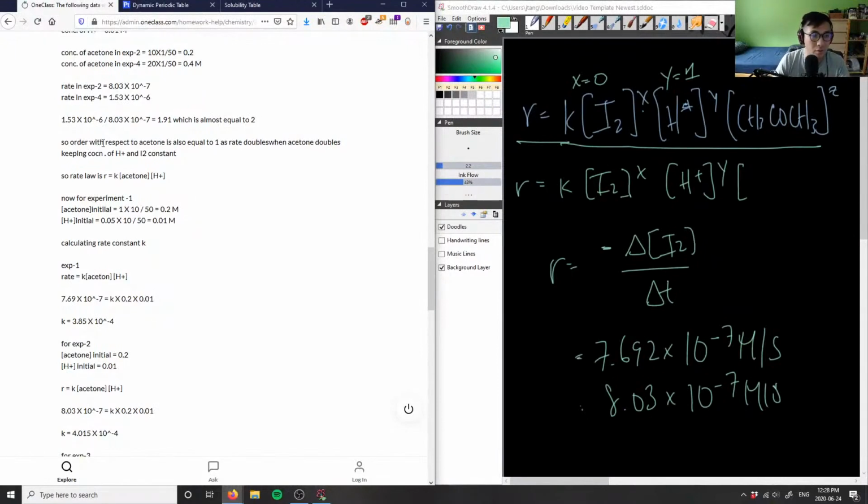So the order with respect to acetone is equal to 1 as the rate doubles when acetone doubles. So therefore, z here is equal to 1 as well. So this is the first order. So overall, the reaction is in the second order. However, x here is 0, y is equal to 1, and z here equals 1 as well.